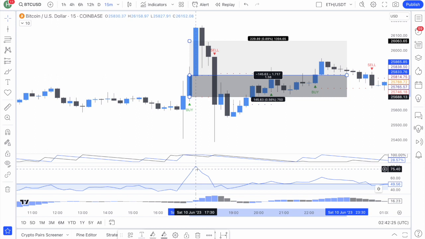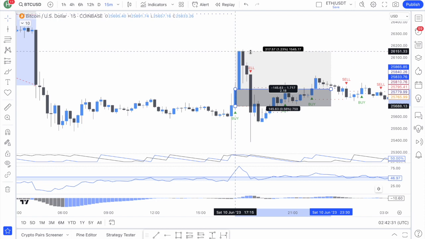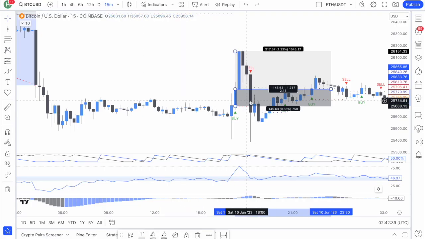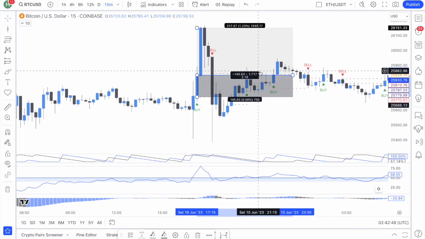So this one's kind of interesting because this stopped right at the marker. And so that will actually be counted as a take profit. So 2.18, 2.8 at 1.23%. All right, now June 11th, which I believe is just one day later.